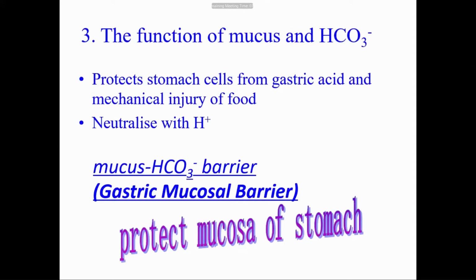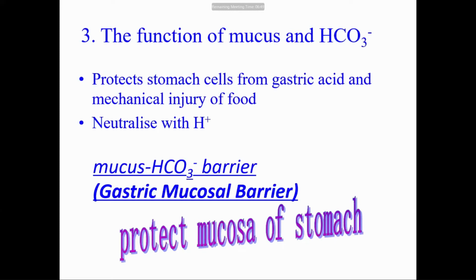Due to the presence of tight junctions and the presence of trefoil peptide, you have to include these three terms. One is the mucus bicarbonate barrier. Second is the presence of tight junctions between the epithelial cells, and third is the presence of trefoil peptide.